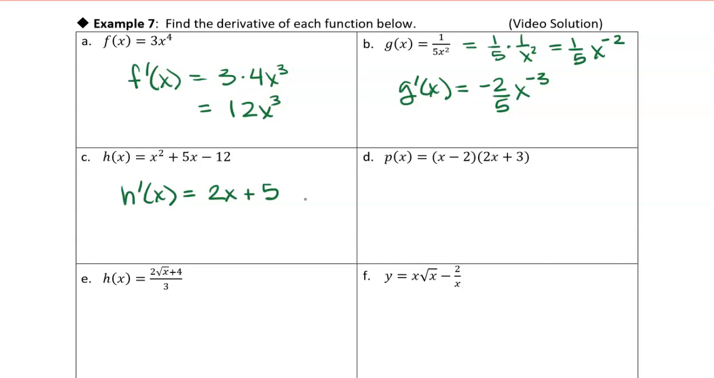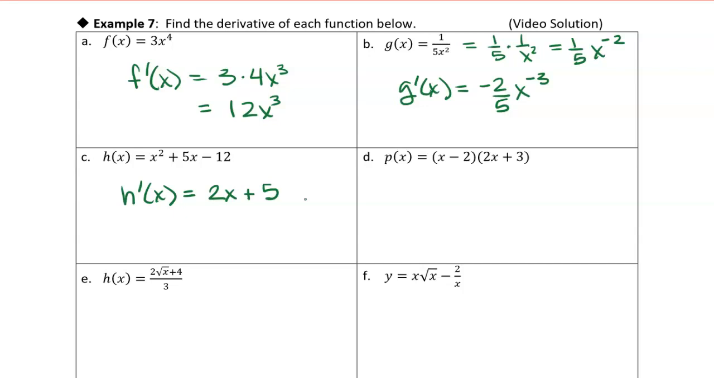All right, now this one, it doesn't quite look like something we're ready to do. We don't know anything about the derivative of a product. And you have to be careful, because even though the derivative of a sum is the sum of the derivatives, that doesn't work for products. The derivative of a product is not the product of derivatives.